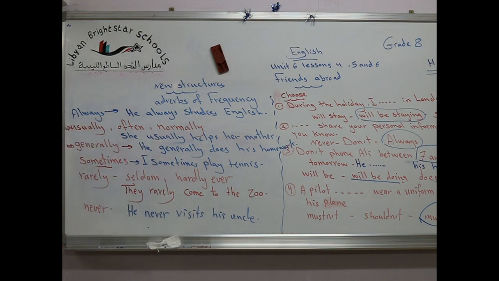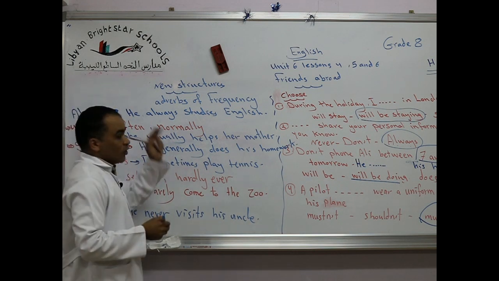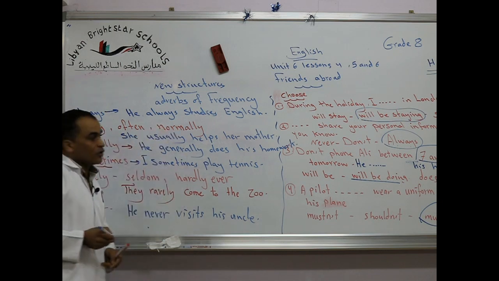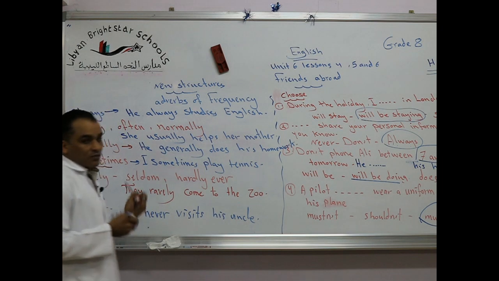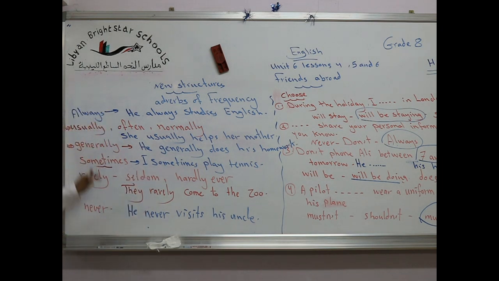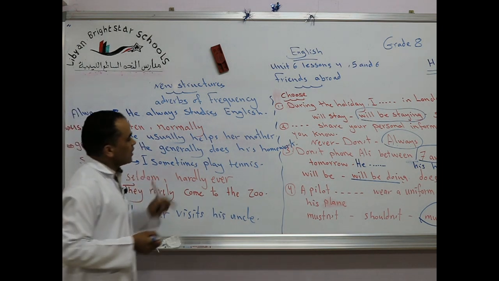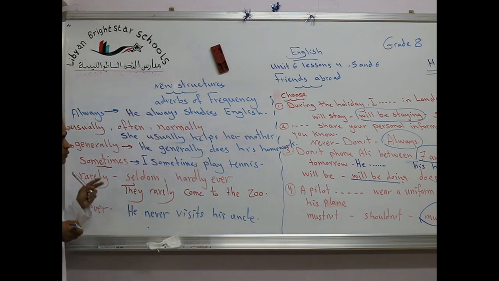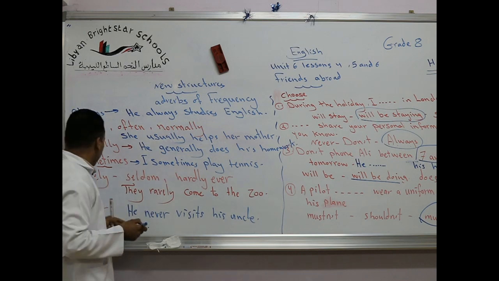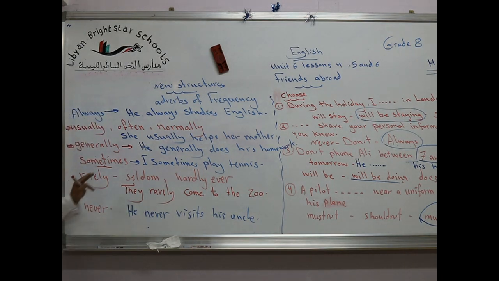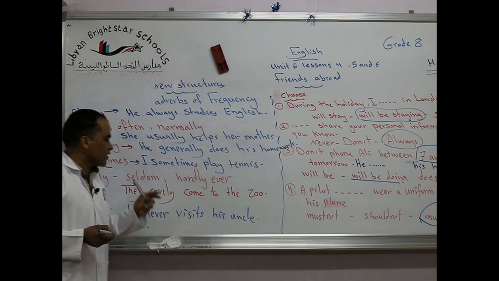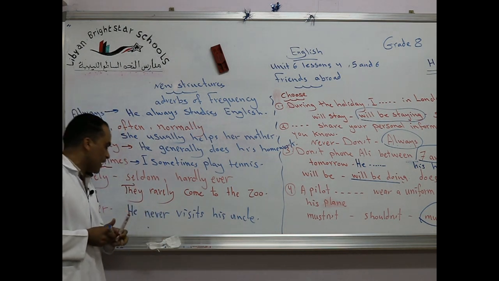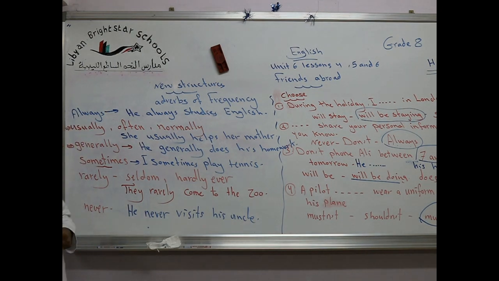Again, always is used when the action happens all the time. Usually, often, normally are used when the action happens many times. Generally is used when the action happens more often. Sometimes is used when the action happens less often, not that often. Rarely, seldom, hardly ever are used when the action happens a few times. Never is used when the action doesn't happen at all.